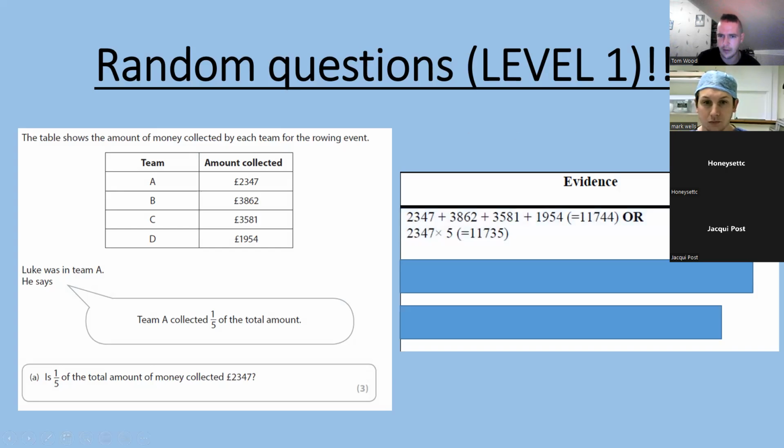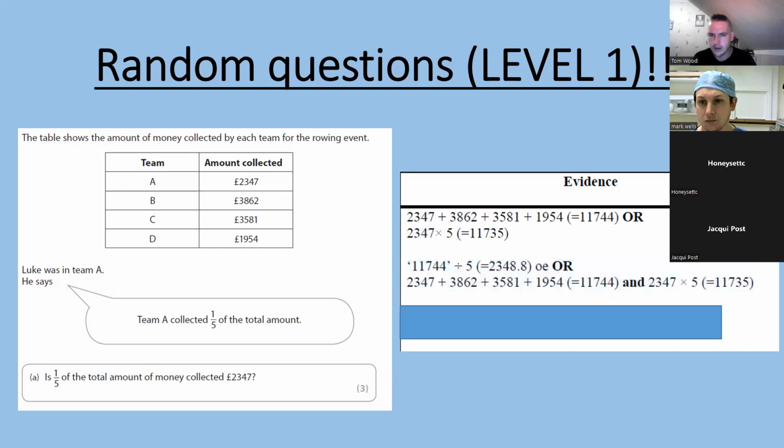So there are different ways of solving this, and they've shown that here, but we can add all these together, and we should get 11744. That's our total. If we then divide that by 5, we end up with 2348.8, like Jackie's just said.